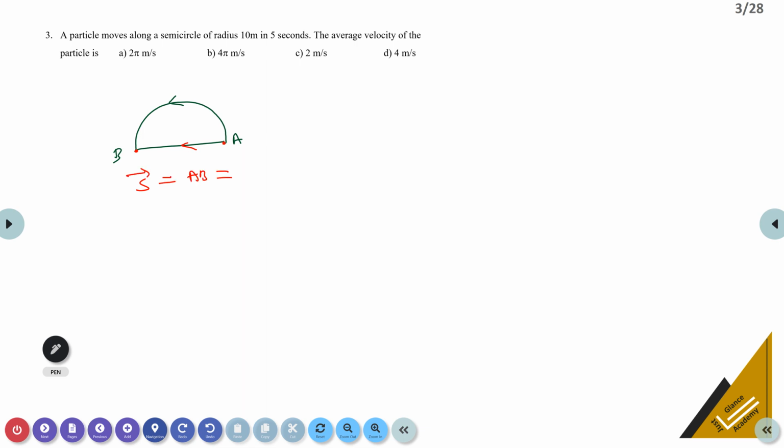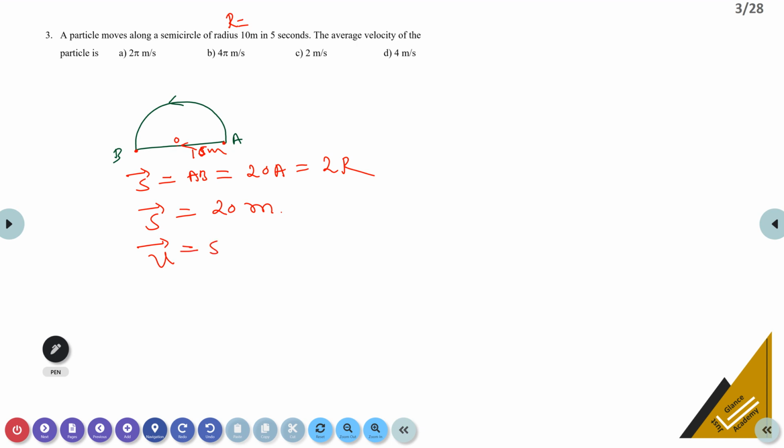The displacement S bar equals AB equals 2 times OA, which is 2 times the radius. Because he has given the radius R equals 10 meter here, so that S bar equals 20 meter. But he's asking the velocity.